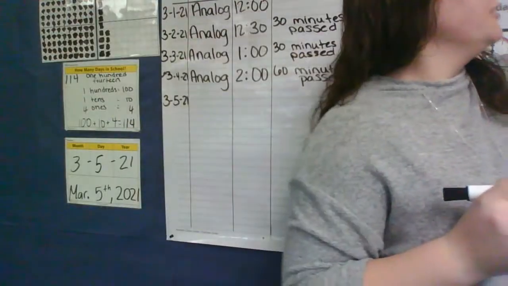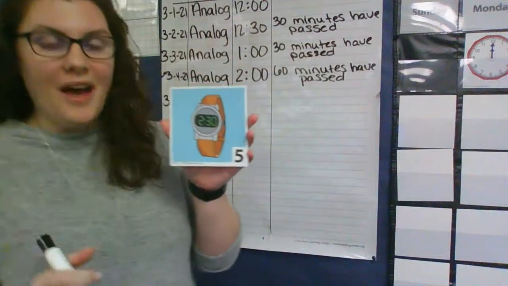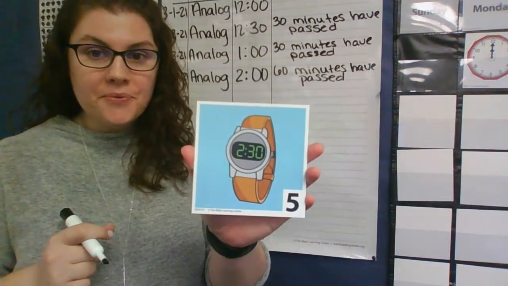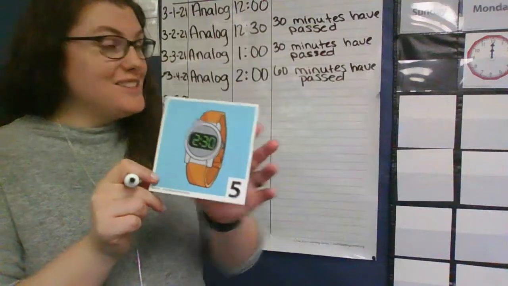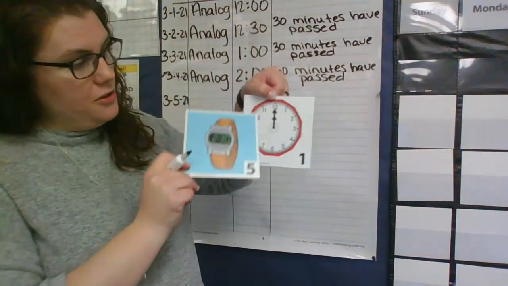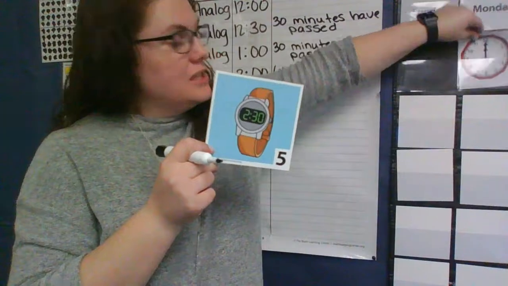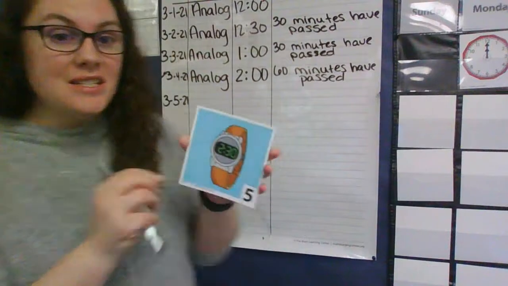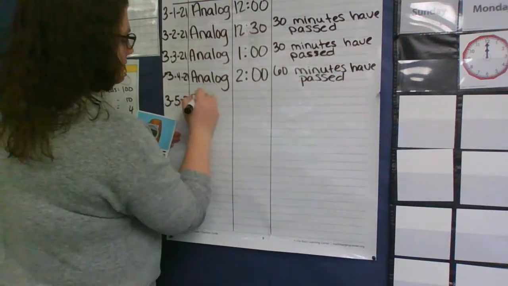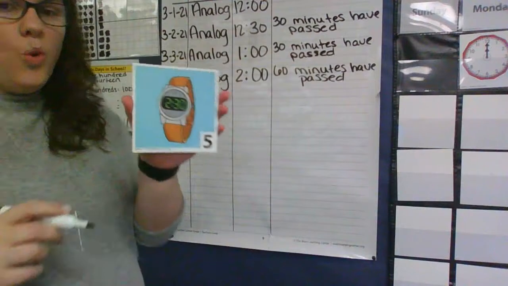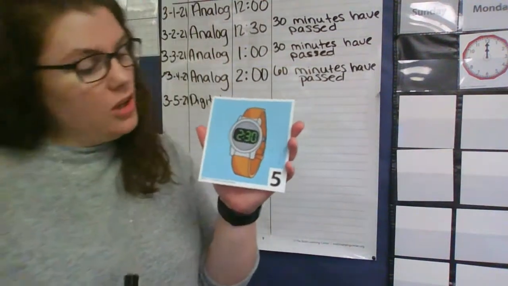Okay, let's look at today's date card. What kind of clock do we have? Do we have an analog clock or do we have a digital clock? You are right, it's digital. Remember, analog is where we have the numbers in a circle. Digital is where the numbers are printed out for us, just like on our watches and our phones, on so many things we see anymore. So today is a digital clock, so let's write that down. Digital.